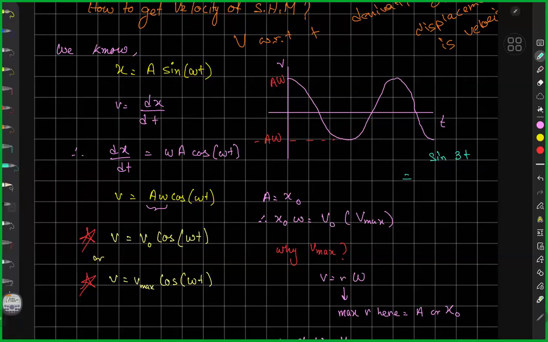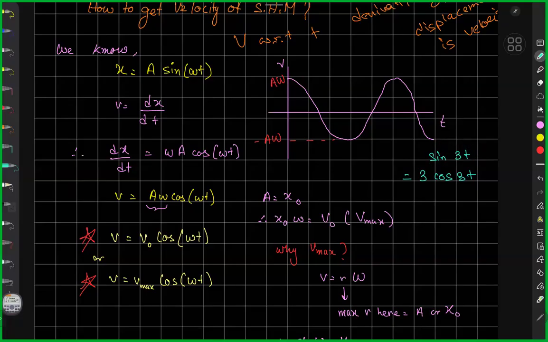Any idea? Yeah, 3 cos 3t. Perfect. So, I asked, what is the derivative of this? The first derivative of this.